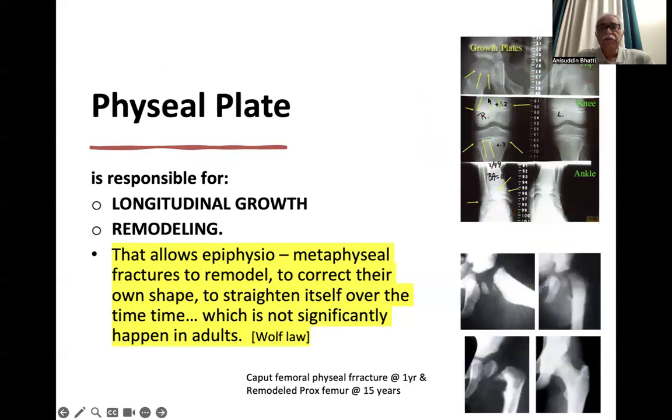The physeal growth plate is basically responsible for the longitudinal growth of the bone and the remodeling phenomena after a fracture occurs in the metaphyso-epiphyseal regions. Through this remodeling phenomena, the bone corrects its shape and straightens itself over time, which does not significantly happen in adults, only in children.